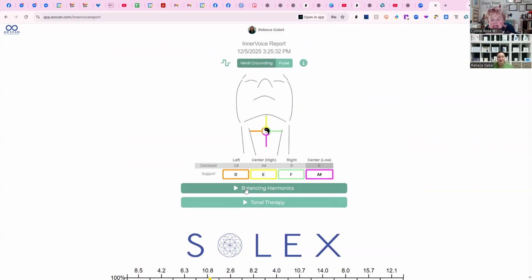Okay. The second newest thing that we got is tonal therapy. That's on Verdi grounding still. And what tonal therapy is, it's just that tone. It's just the note. Again, you need to use headphones. It doesn't sound like a lot's going on, but here's the deal. We have 171,000 frequencies in our software, and our human ears can only hear about 4,000 to 6,000 of them. So they're also playing and we don't even know.